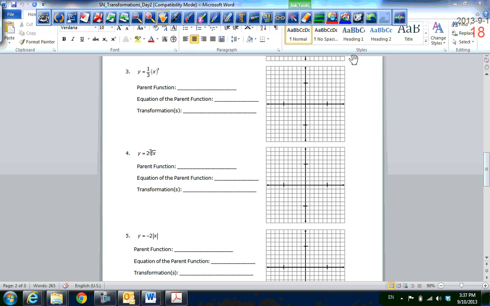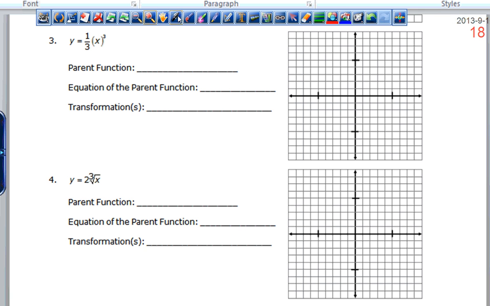Okay, what type of graph is it, just out of curiosity? Oh, it's a cubic. And so what would that 1/3 do? It actually compresses because it's between 0 and 1. It's really hard to see on the graph, that's why I'm going to skip it. But one would look like this and the other one would look like this. So like I said, it's really hard to tell. Let's go to number 4.